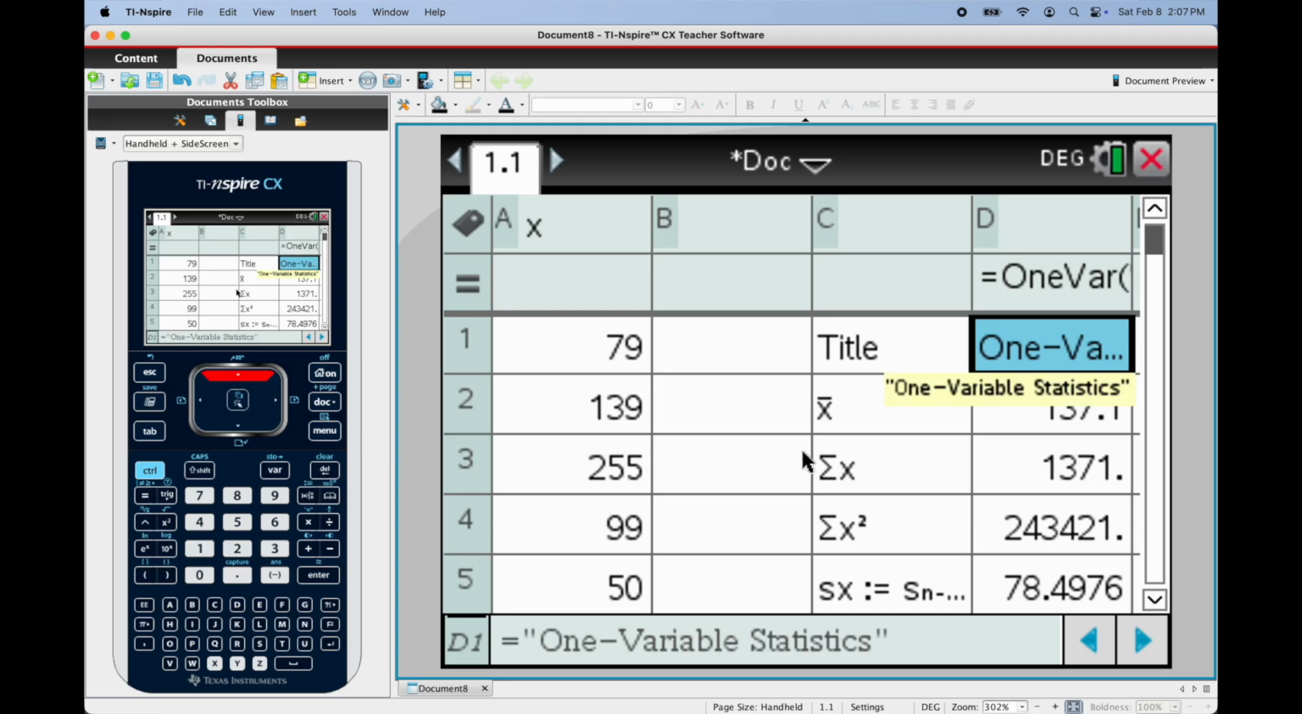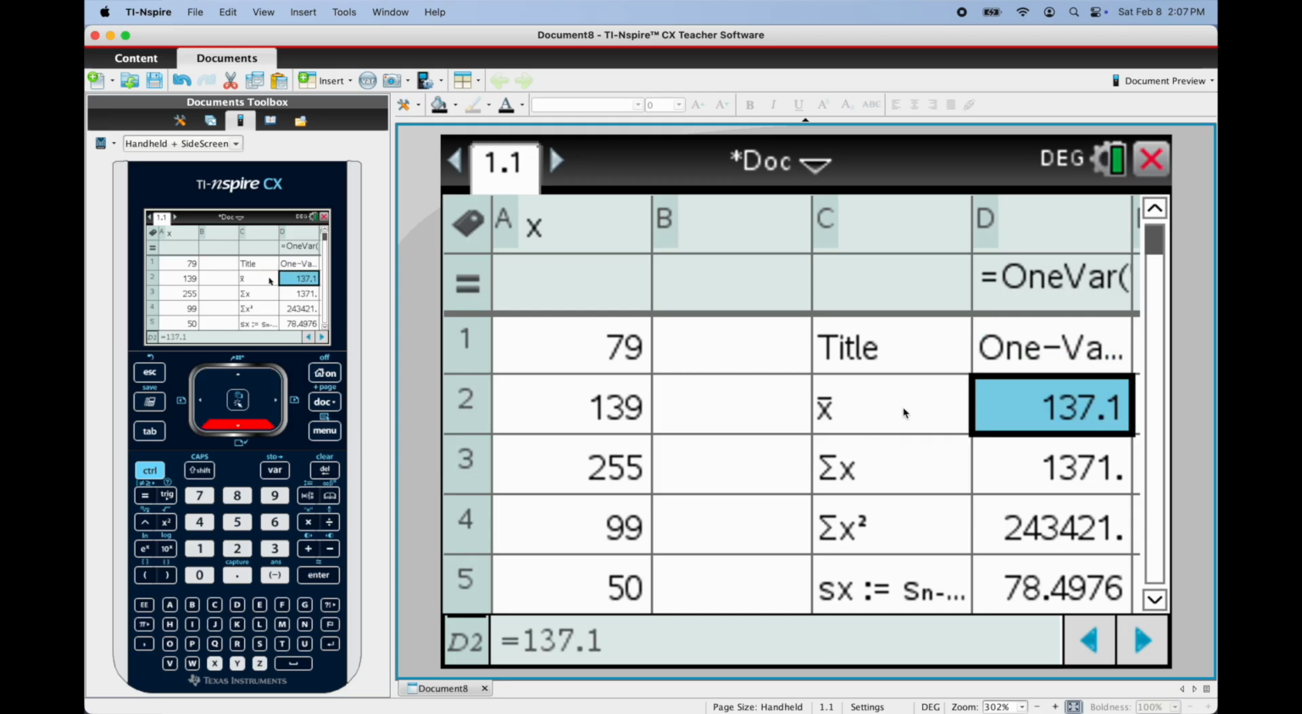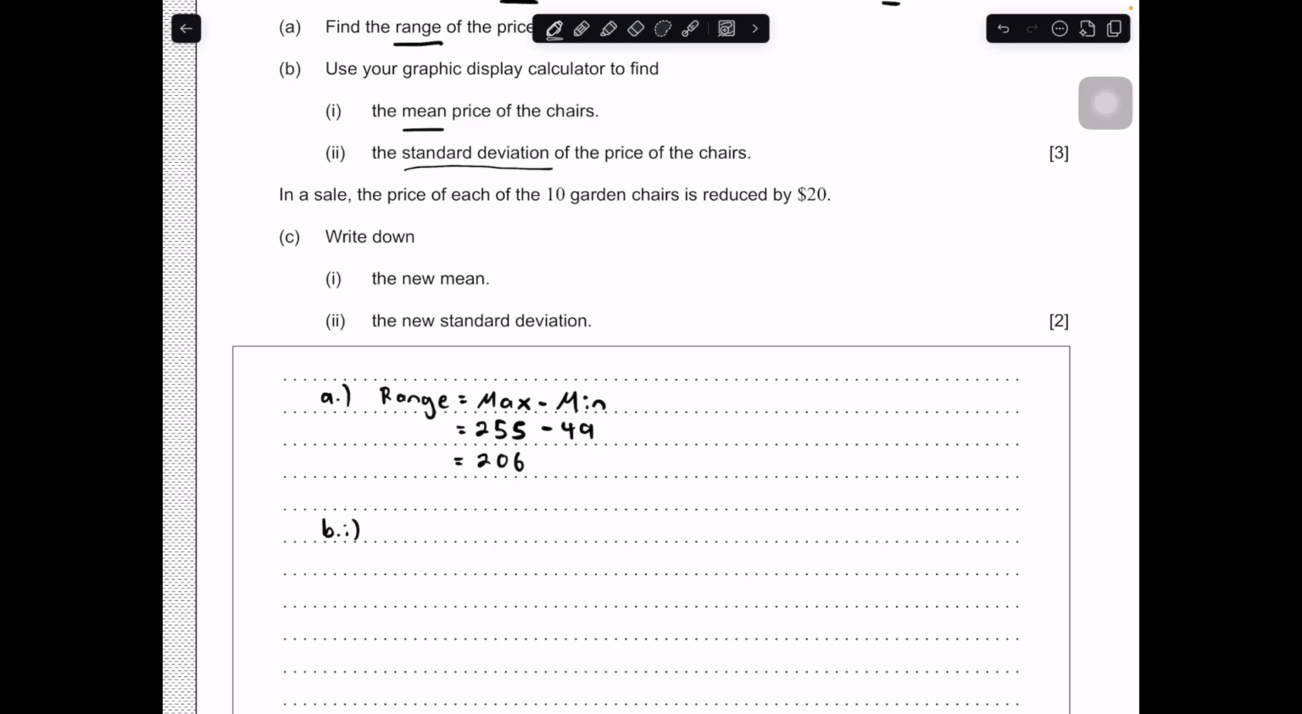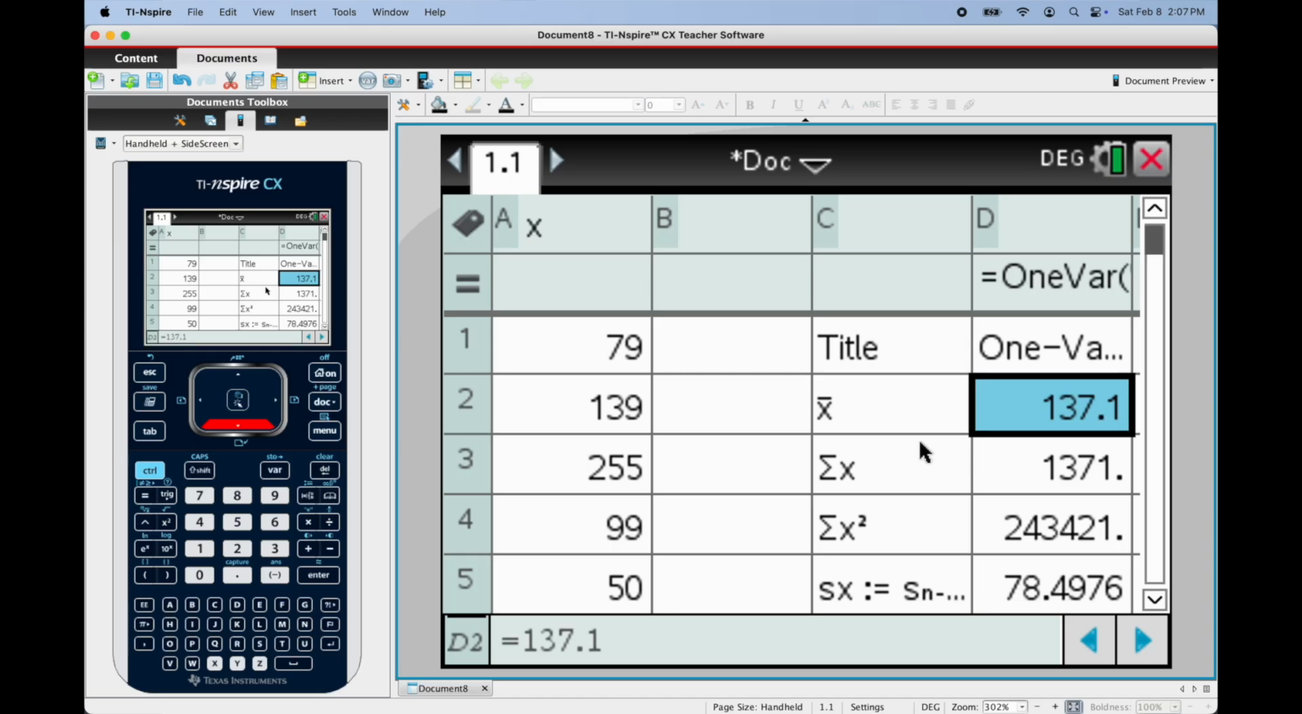Let's scroll up, and here it is. Mean is given by X bar. So in this case, the average price of the chairs is $137.10. So let's go back to the document and write that out. So B1 X bar is equal to $137.1.